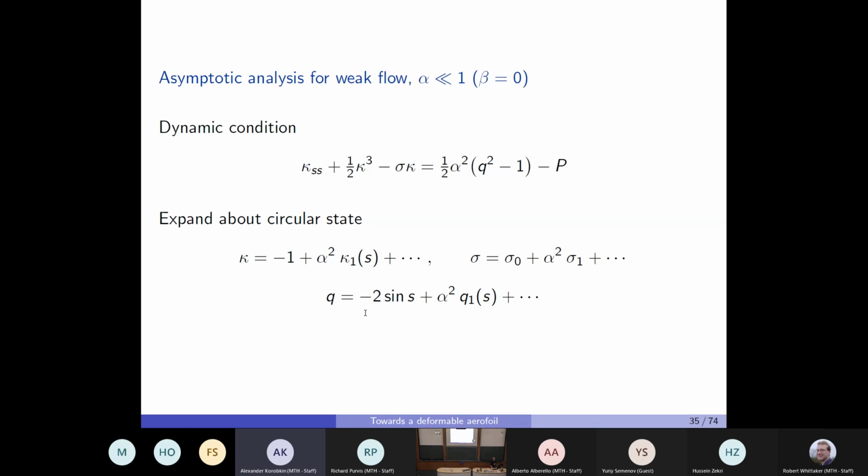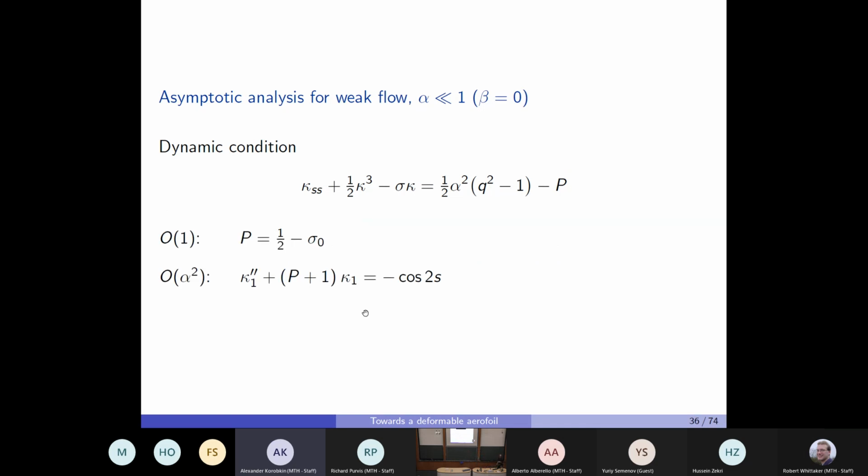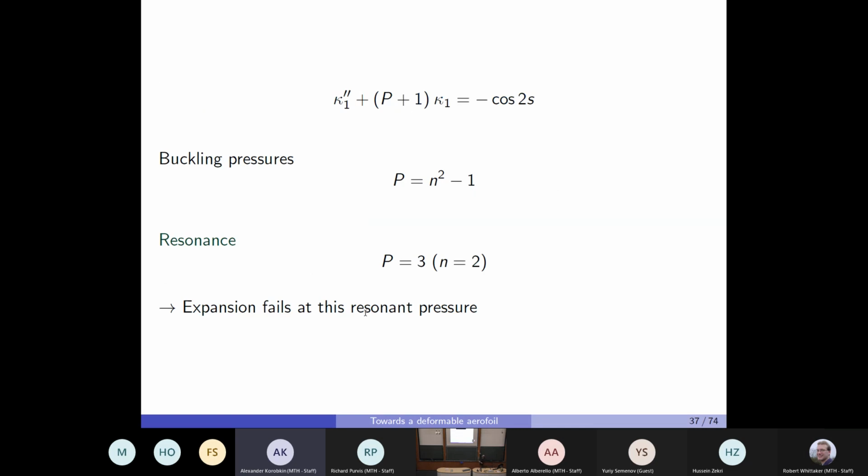Well, the reason for showing you this is that something interesting happens at a critical pressure. So if you substitute those expansions into the equation, allowing weak flow, no circulation, so no gravity, but just weak flow, at order alpha squared you get that equation for kappa. This cos 2s term on the right-hand side comes from that sine s term on the previous slide, which was the slip velocity around the circular undeformed boundary. Now, what's interesting about that ODE, I've shown it again at the top there, is that something is going to happen when P is equal to 3. Now, remember, P equals 3 was the first buckling pressure from the Flaherty problem.